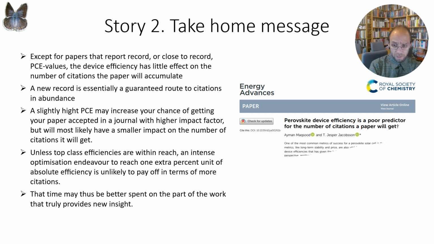So I would say that unless top-class efficiencies are within reach, an intense optimization endeavor to reach 1 extra percentage unit of absolute efficiency is unlikely to pay off in terms of more citations. The time that optimization would have taken may thus be better spent on the part of the work that truly provides more insights, for in the end, it's for that your paper is going to be cited, and it's that part people actually will care about. And that ends the second story of today.